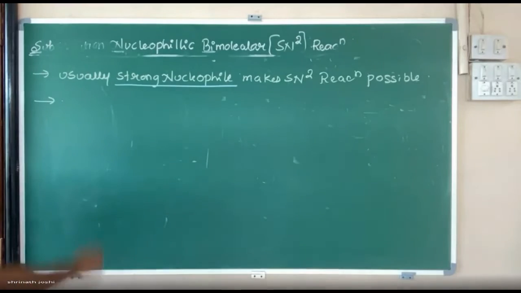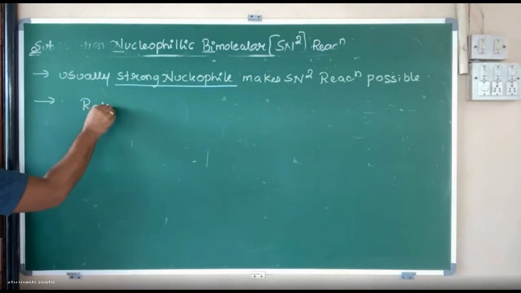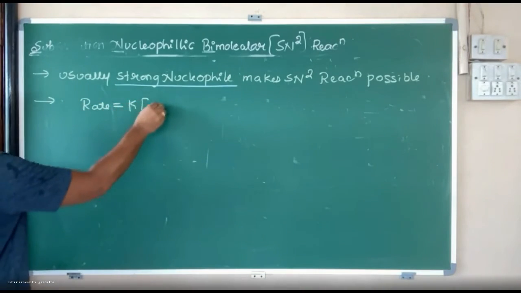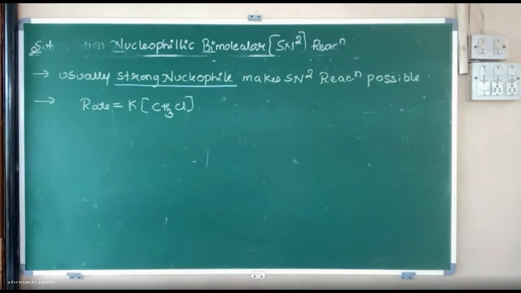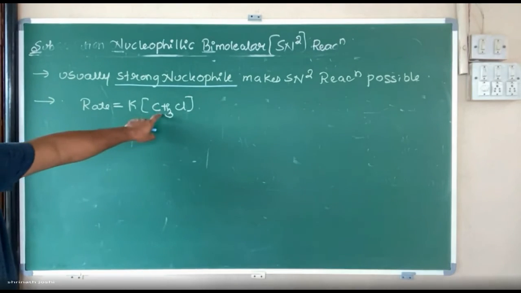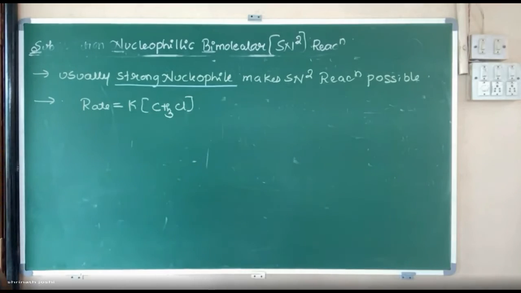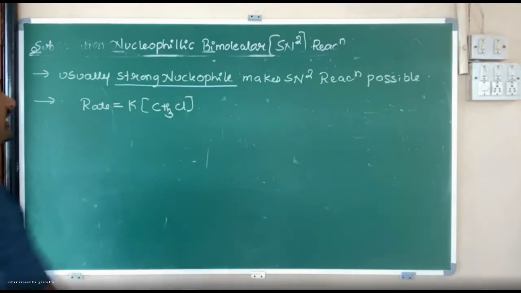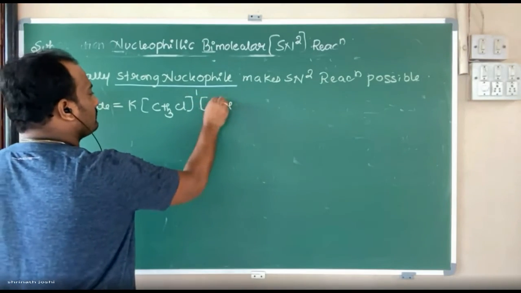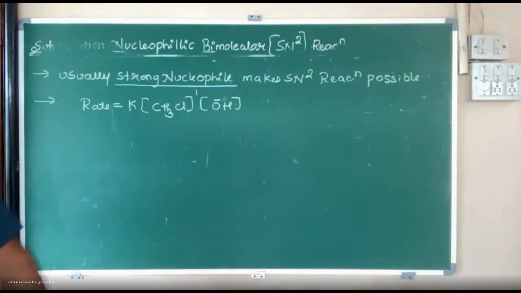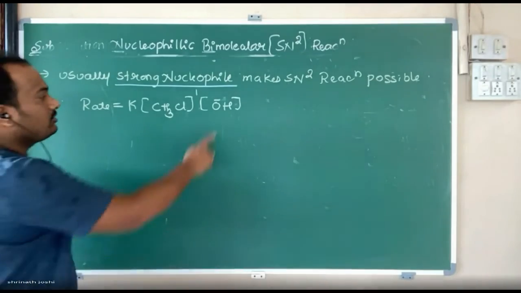Then can I write rate is equal to rate constant into [CH3Cl] raised to how much? My question, is the concentration of alkyl halide important or not? Then raised to 1. Very good. Then tell me, [OH-] raised to how much, 0 or 1?